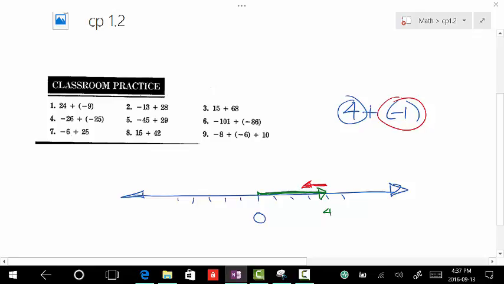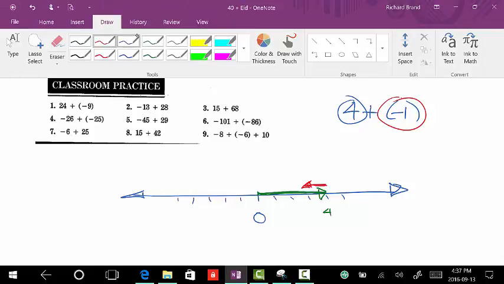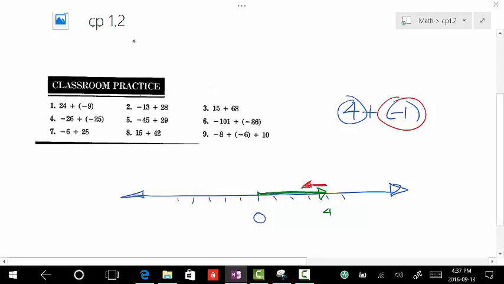What happens is the net result, where I end up, is right here, which with my crappy drawing turns out to be the number 3. So 4 plus negative 1 equals 3.